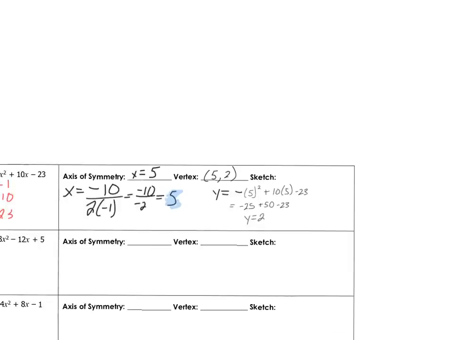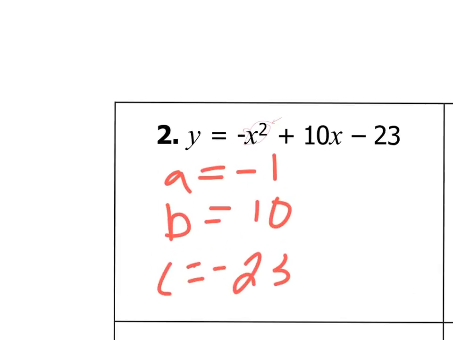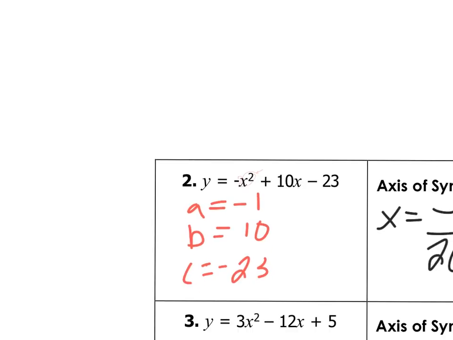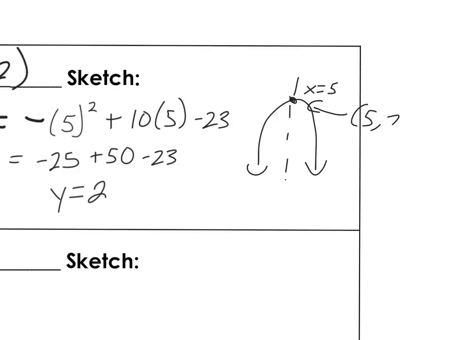And if you sketch it, what kind of parabola are you going to get? Well, if you look at your A is negative, right? That's a negative 1, so that means that your parabola is going to be opening downward. You're going to have an axis of symmetry right over here at x equals 5. And your vertex is going to be right here, which is 5, 2. Again, pause the video, graph in your graphing calculator, make sure you get the same thing.